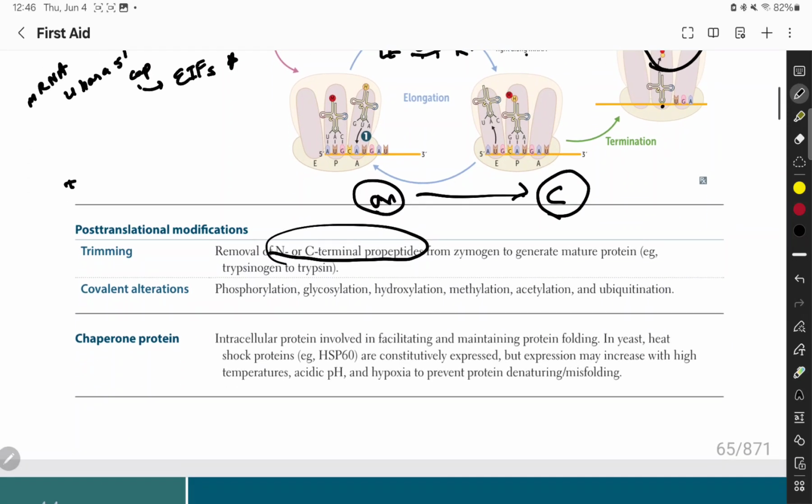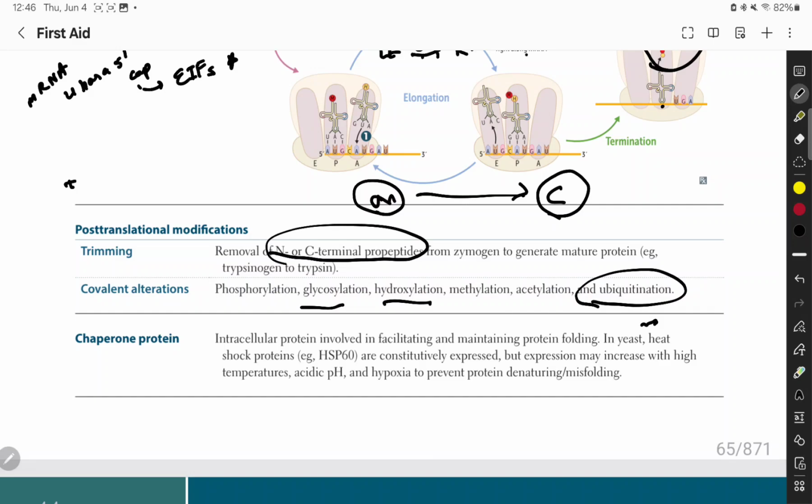Then we have covalent modifications which include phosphorylation, glycosylation, hydroxylation, methylation, acetylation, and ubiquitination. For example, glycosylation and hydroxylation, and this is used in collagen synthesis. Ubiquitination is for the breakdown of proteins.